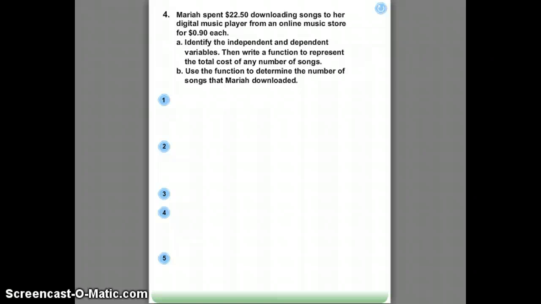A function rule is just an algebraic expression that you write for the situation and make it equal f of x. Then we're going to use that function to determine the number of songs that Mariah downloaded if she spent $22.50. So let's look at the steps we would go through to solve these two problems.